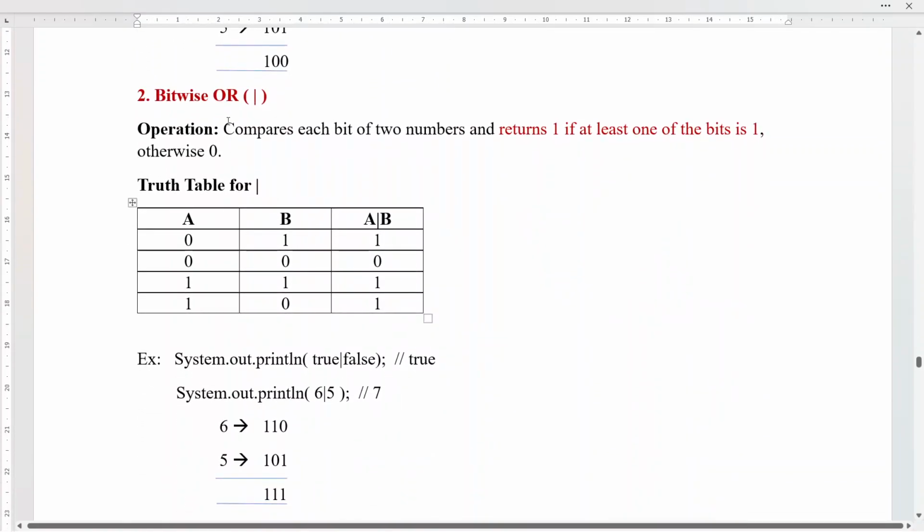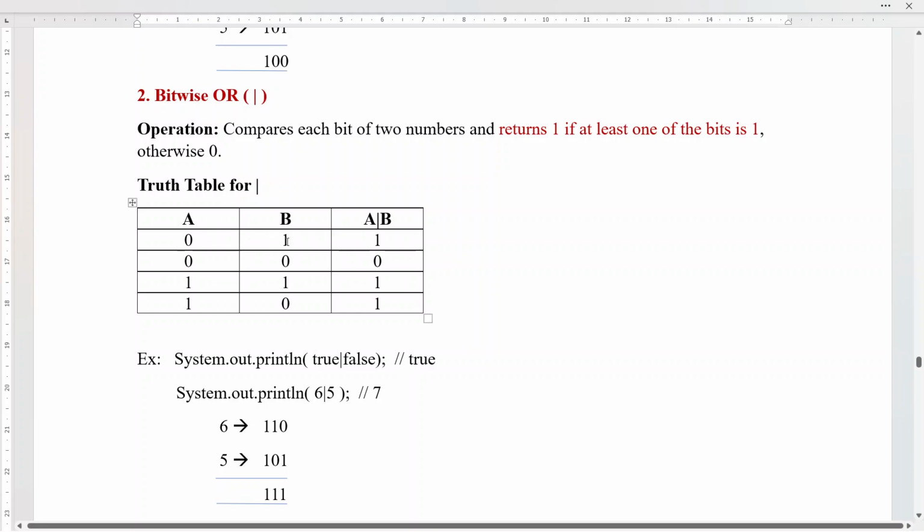And let's see what is OR operator. OR operator compares each bit of two numbers and returns 1 if at least one of the bits is 1, otherwise 0. If at least one value is true, it returns true, otherwise it returns false. Let's see the truth table.